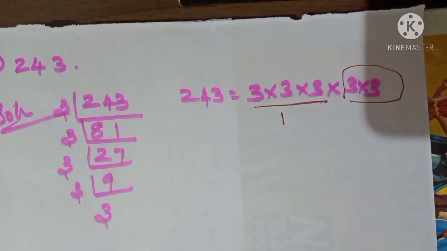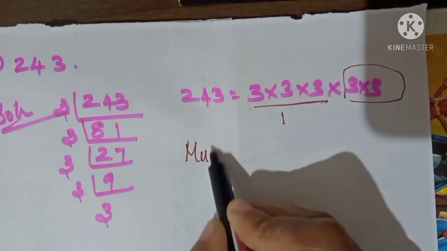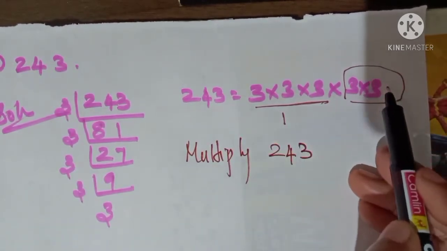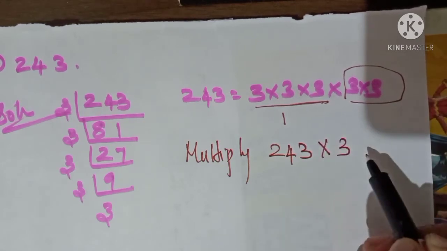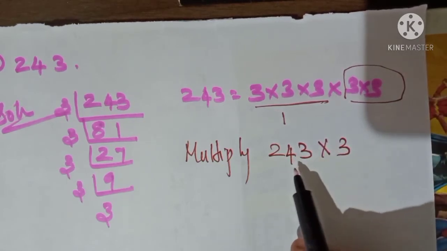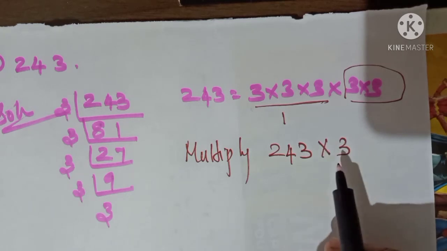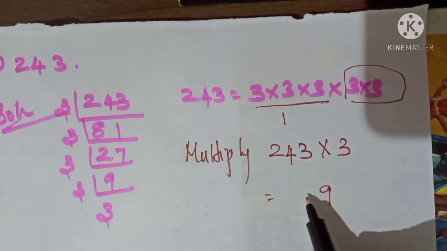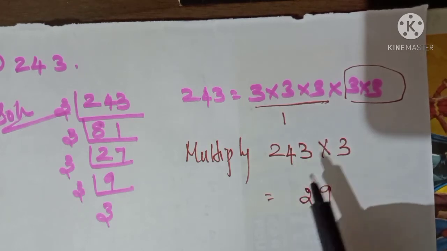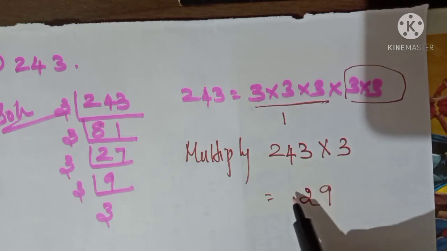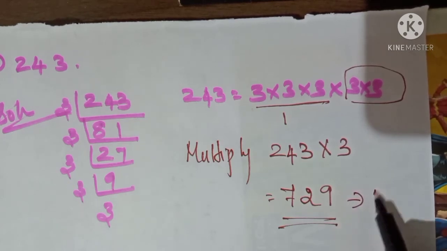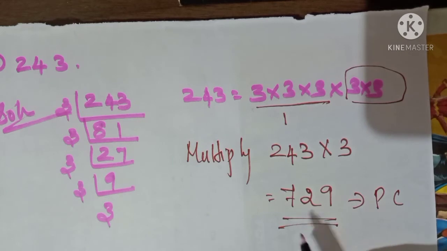So what are you going to do? You are going to multiply 243. Here one 3 is missing, right? We will multiply with that 3. 243 into 3, multiply it. Three threes are 9, four threes are 12, one balance, three twos are 6, 6 plus 1, 7. So 729. 729 is a perfect cube.